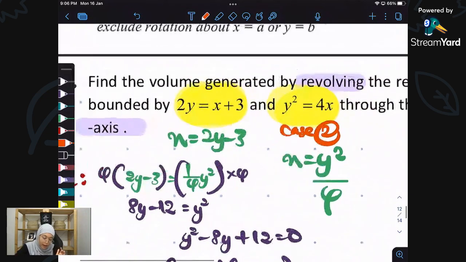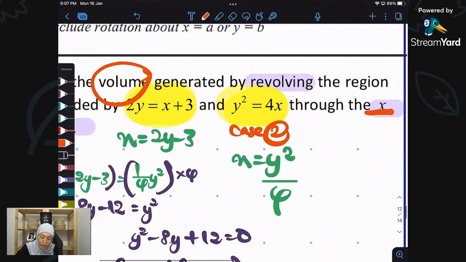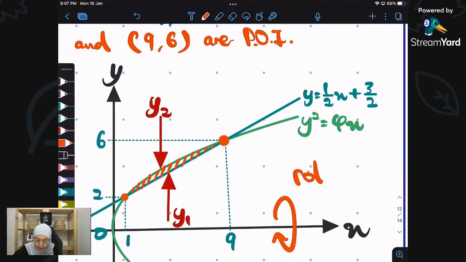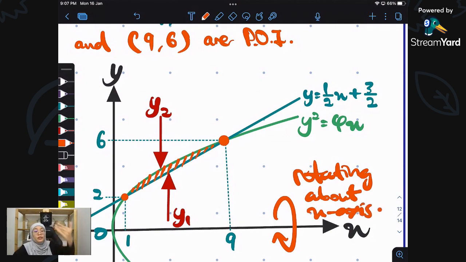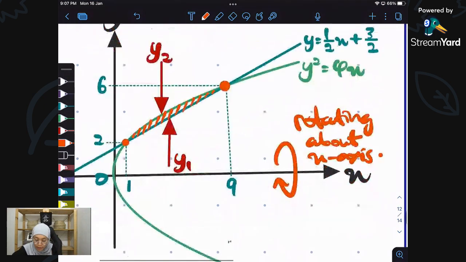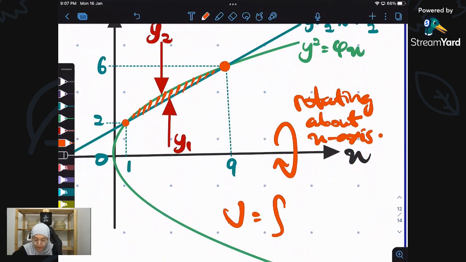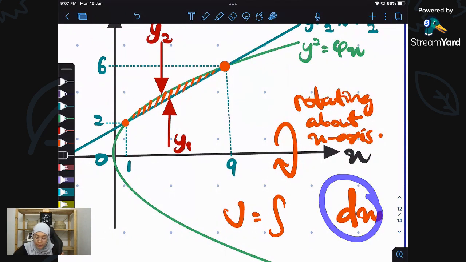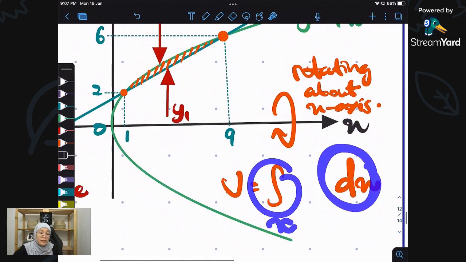The special thing about volume is that it will always tell us about rotating or revolving about an axis. In this question it rotates about the x-axis, which means without doubt our volume V will have the integral of dx. We already know the integral will be in terms of x. Therefore, the function in the middle will be the y function.